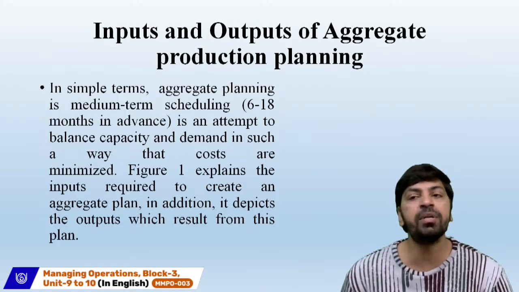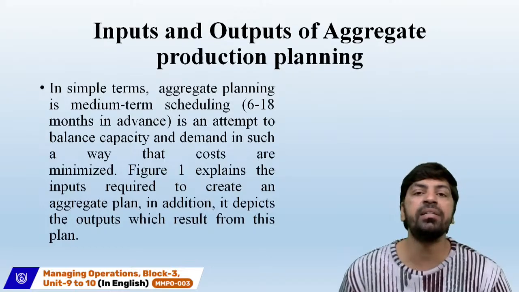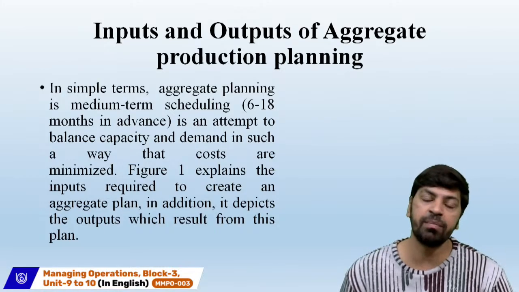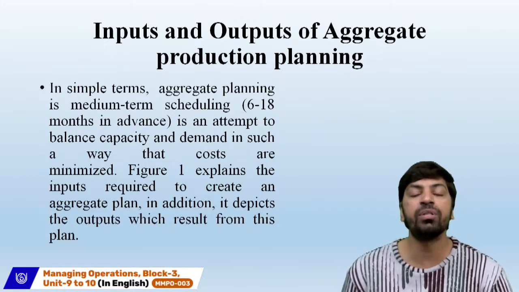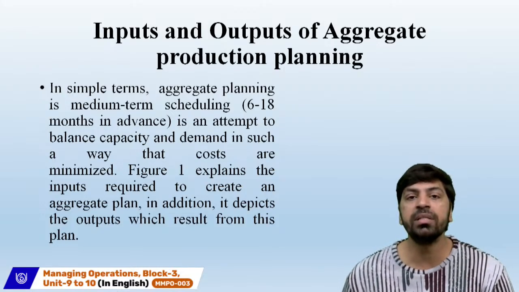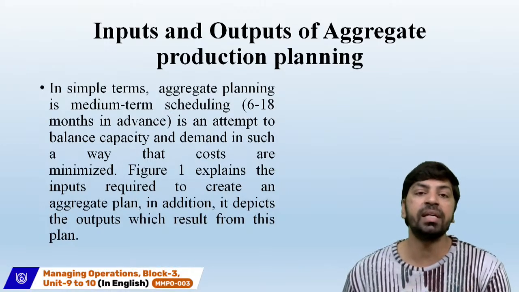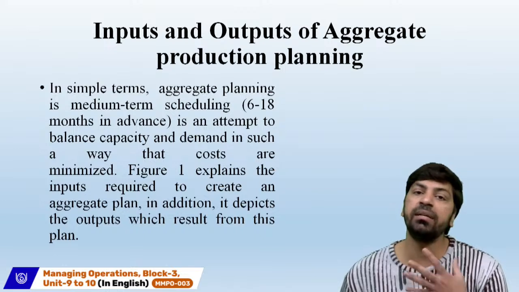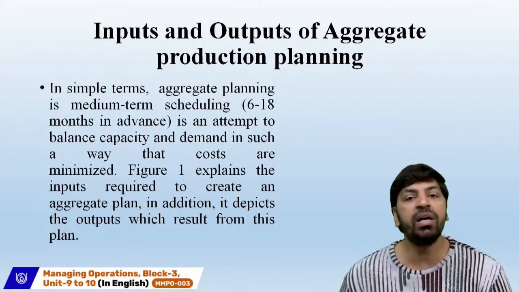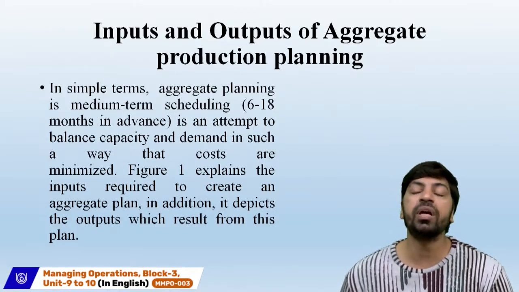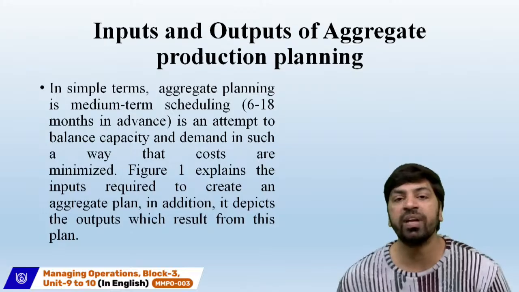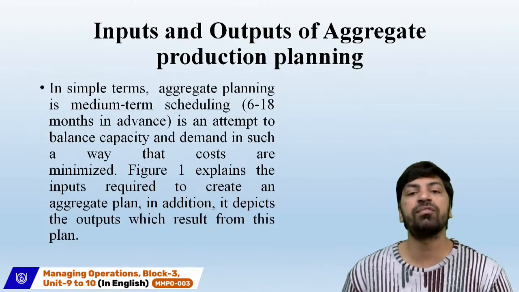It's just an attempt to balance the capacity and the demand opportunities in such a way that the cost could be minimized, because the ultimate aim is to find out the low-cost plan in the production process. That's why it is equally important to maintain a balance between the capacity and the demand opportunities so that the cost could be minimized. Figure 1 also explains the inputs required to create an aggregate plan, and it also reveals the output which results from the plan.